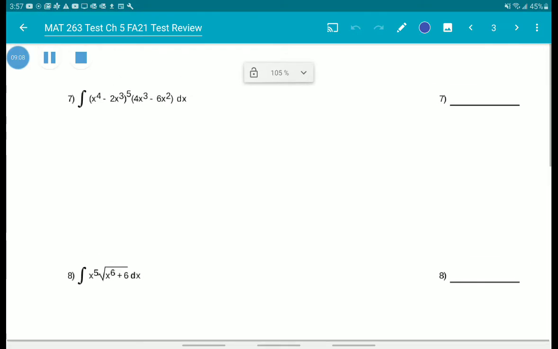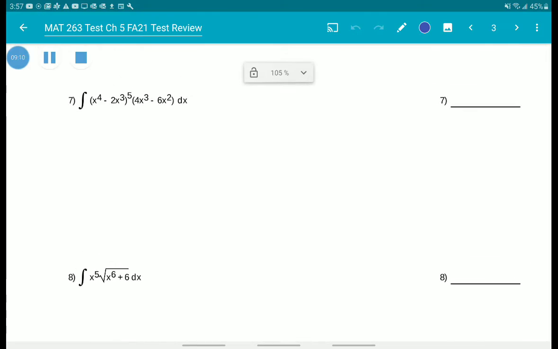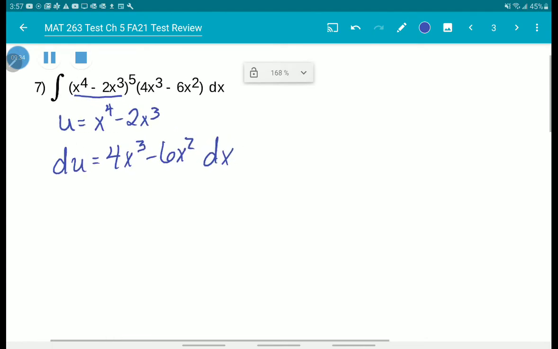All right, so let's look at 7. So we have to think about what u and du are here. So let's let u be x to the 4th minus 2x cubed. And I would choose that because that's what's being raised to the 5th power here. So that looks like my inside function. The derivative of that would be 4x cubed minus 6x squared dx. And notice that I do have all of my du here.